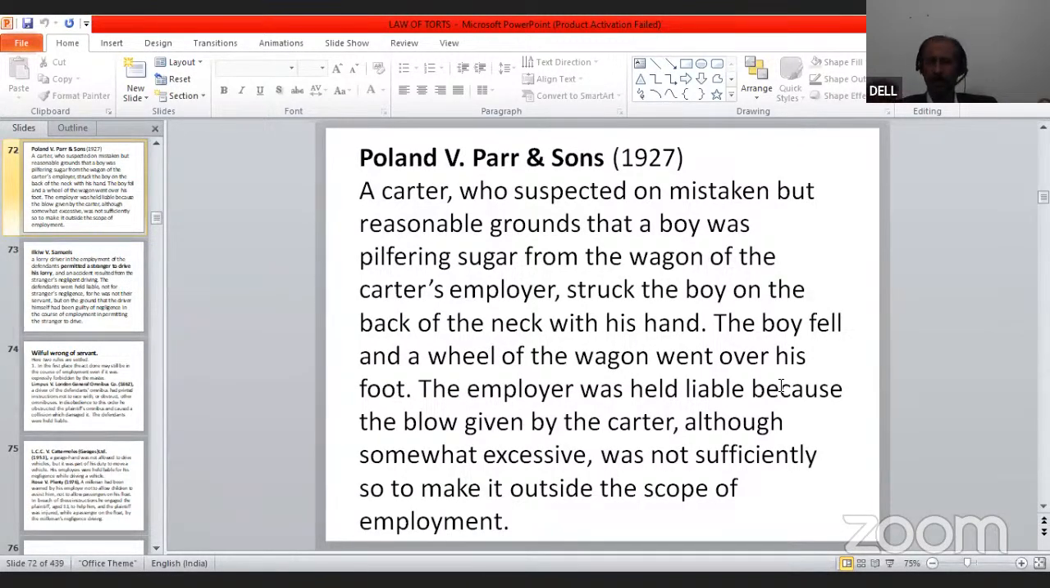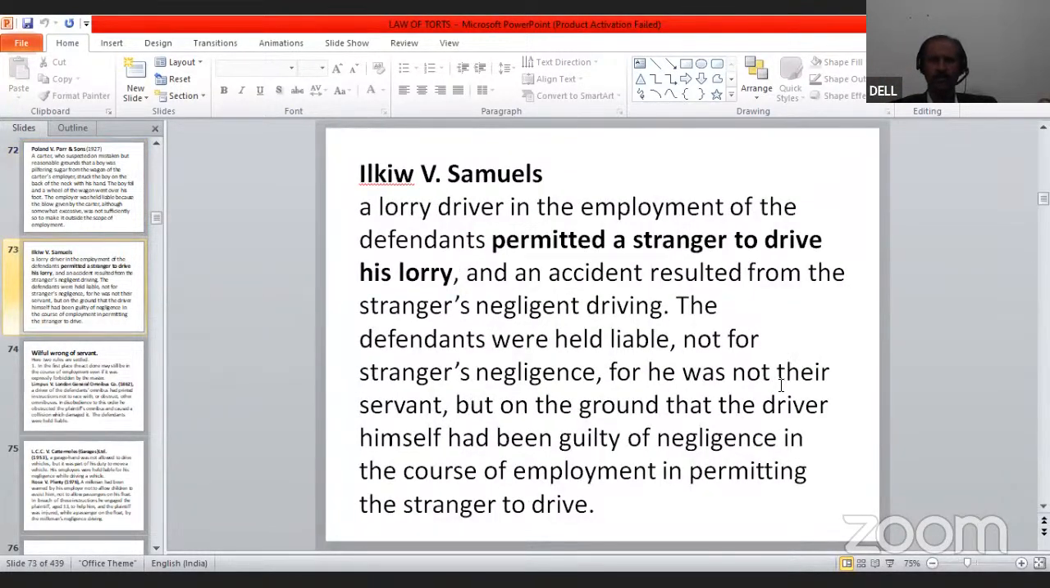While protecting the property of the owner, he tried to protect the property. That's why he was not negligent. But he mistakenly thought that he was stealing, but actually he was not. The minor boy was not stealing the sugar. That's exactly what happened. And again, employers were held liable because the blow given by the carter, although somewhat excessive, was not sufficiently so to make it outside the scope of employment. That comes within the course of employment.